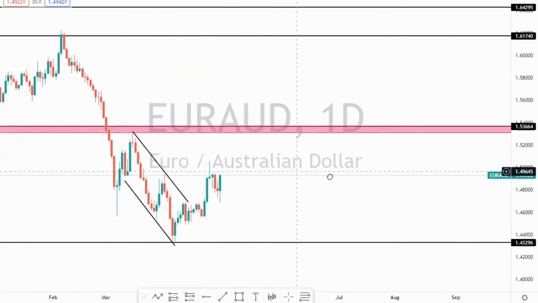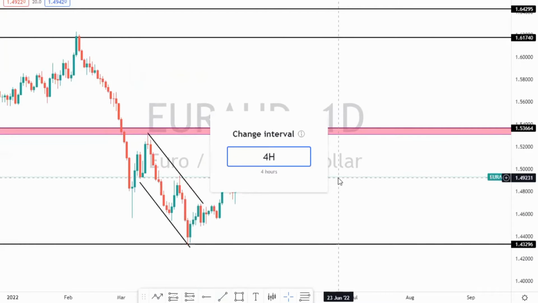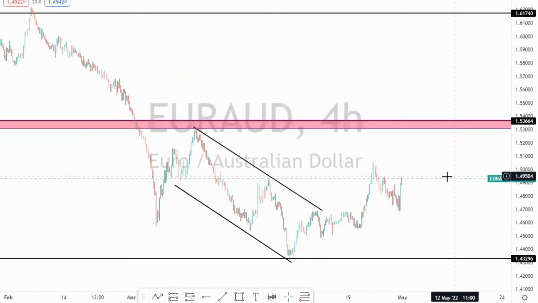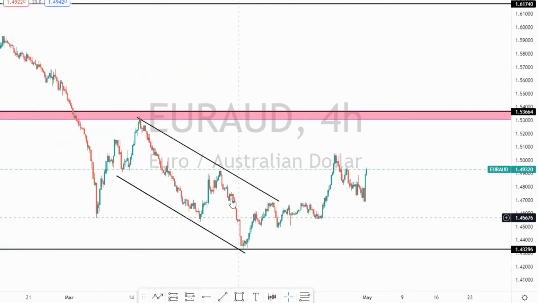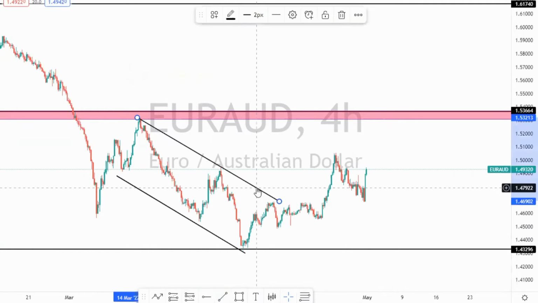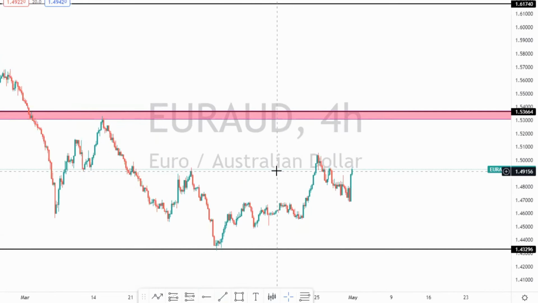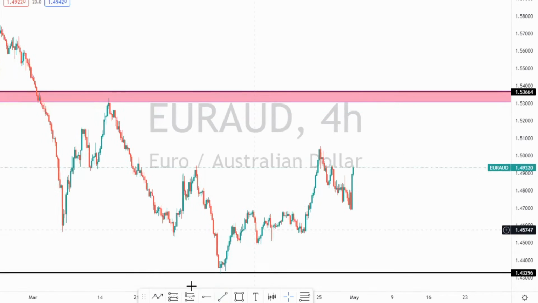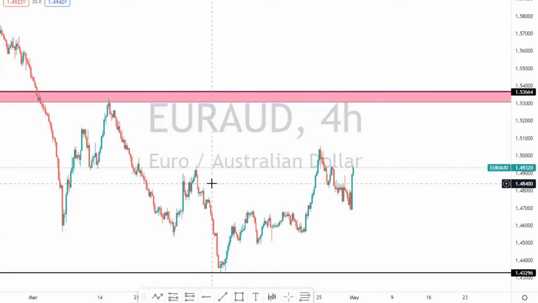So with that being said, let's go down to the 4-hour and see what's being presented at the 4-hour time. On the 4-hour, I can see that we had a reversal, right? This reversal already happened, so we're going to delete it because it has already happened. Like I said, I'm going to focus on the current market. On the current market right now, I can see that EURAUD is actually bullish.